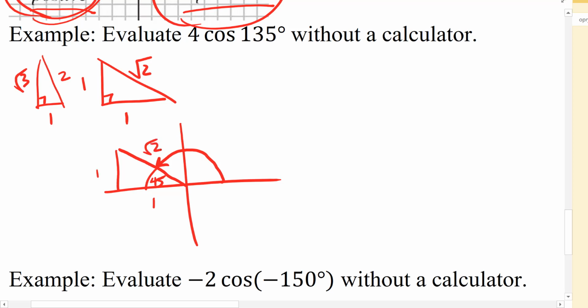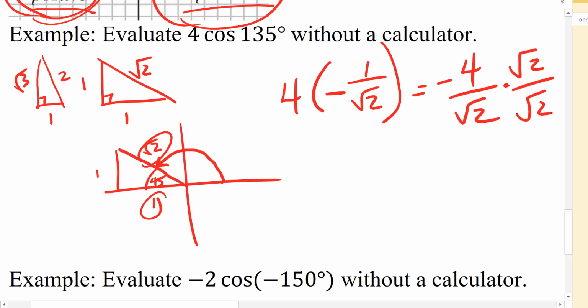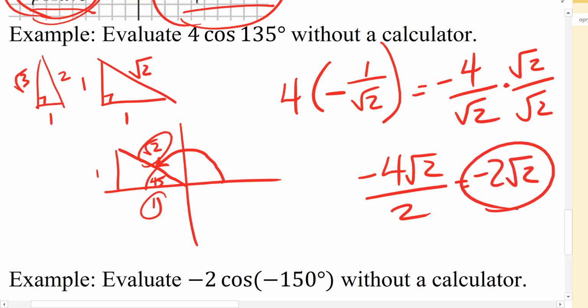So when I take the cosine of 135, I'm in the second quadrant, so I know that it's going to be negative. So it's going to be 4 times negative something. Negative what? Well, cosine is adjacent over hypotenuse, so 1 over the square root of 2. So my answer is negative 4 over the square root of 2. I'm going to rationalize that by multiplying the top and the bottom by the square root of 2. So negative 4 square root of 2 over 2. Reduce the fraction, and you have negative 2 square root of 2.